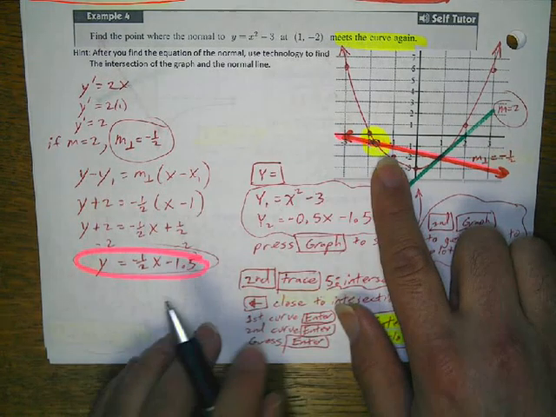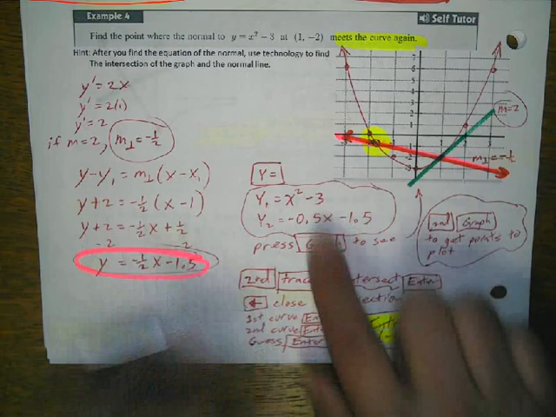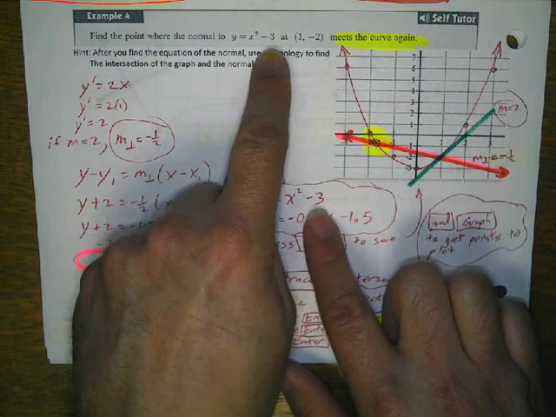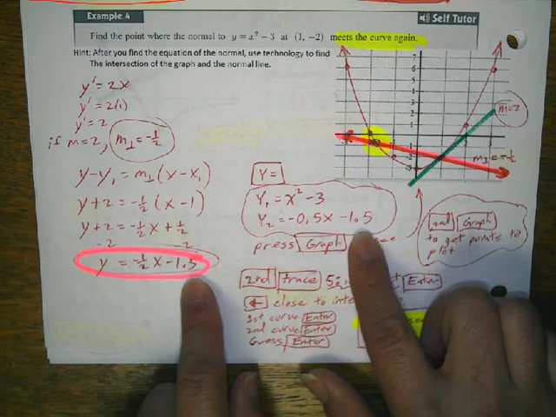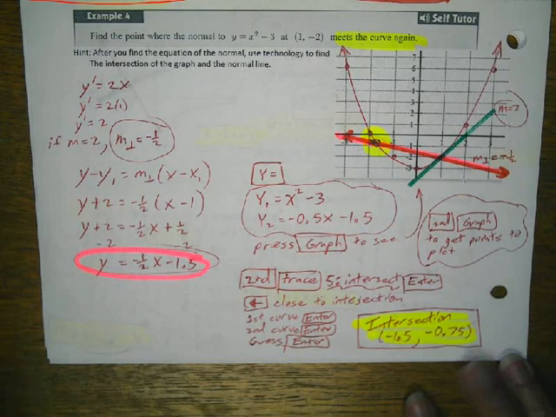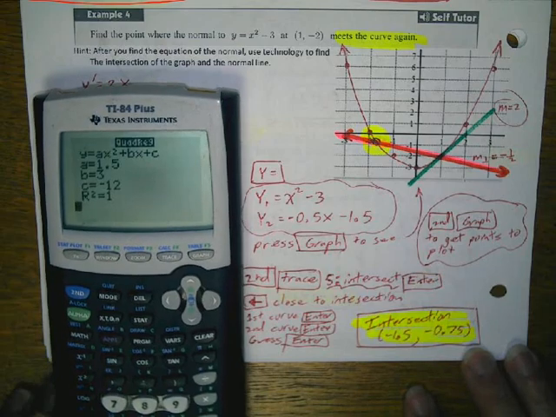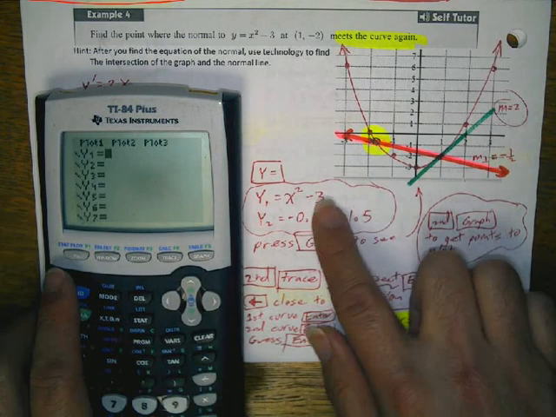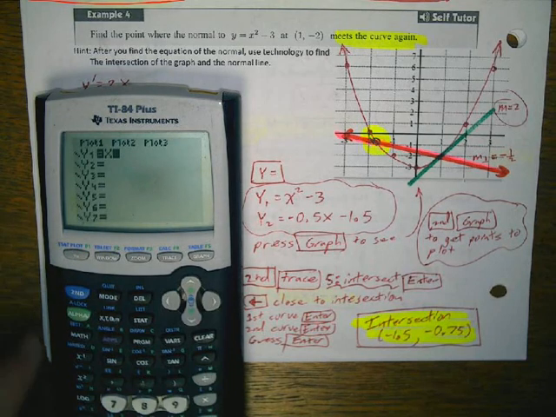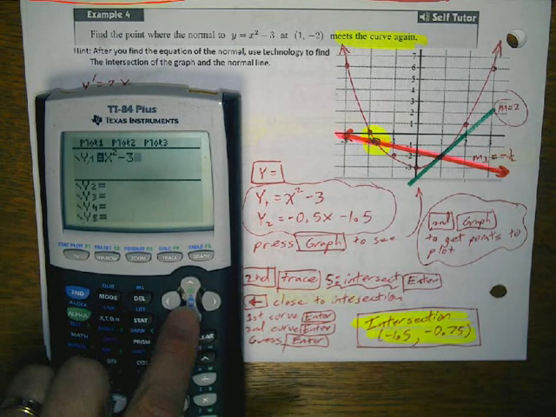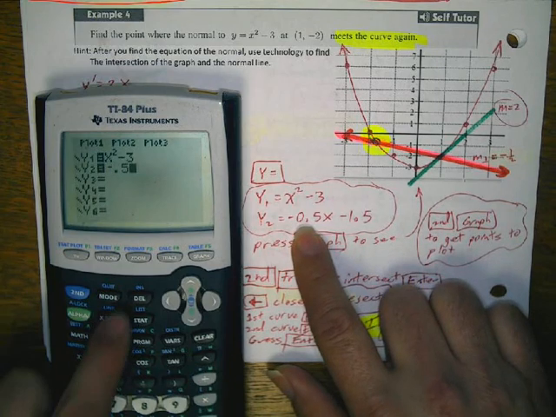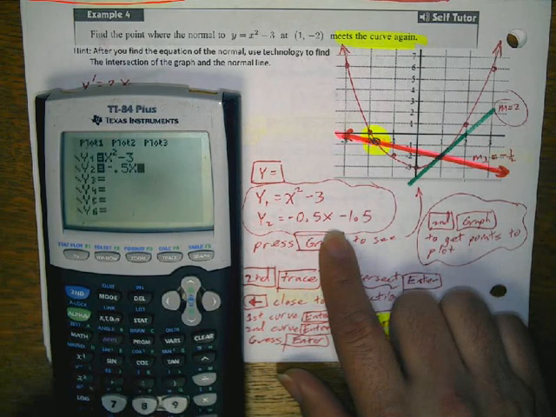Okay. So on my calculator, I'm going to type in the original equation, x squared minus 3, and then I'm going to type in my new normal equation and follow through these steps. So let's do that. Okay. Y equals, and I'm going to type in x squared minus 3. And then the other equation is -0.5x minus 1.5. Okay, and then I graph.